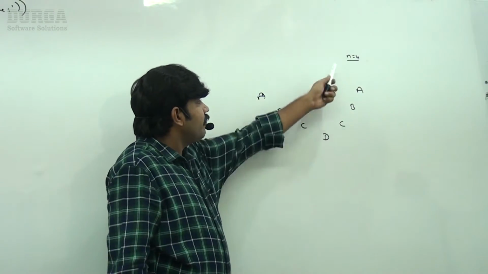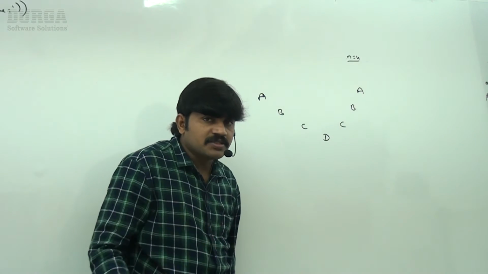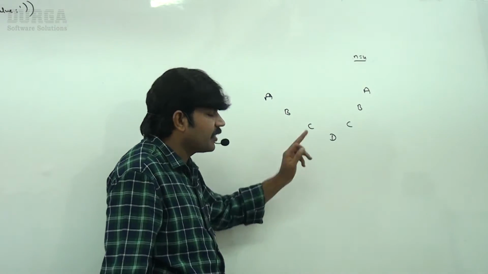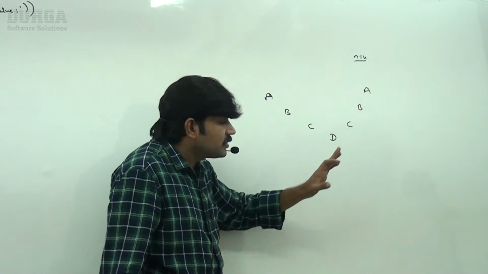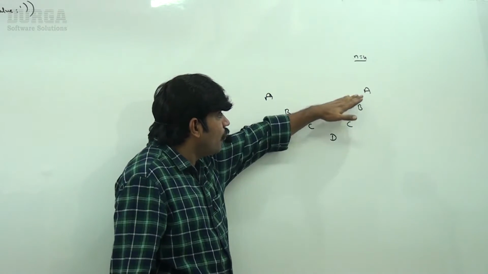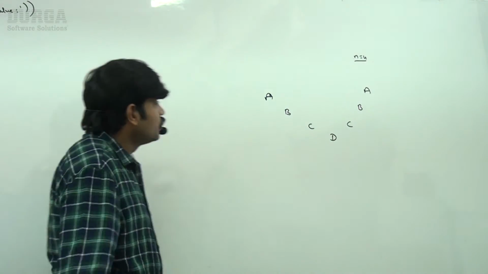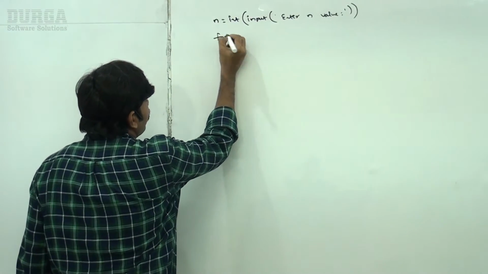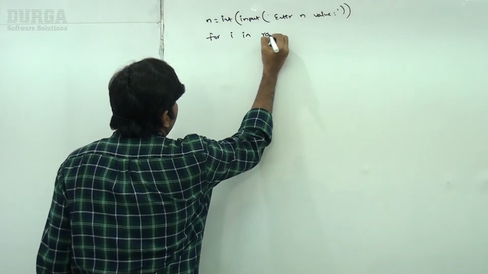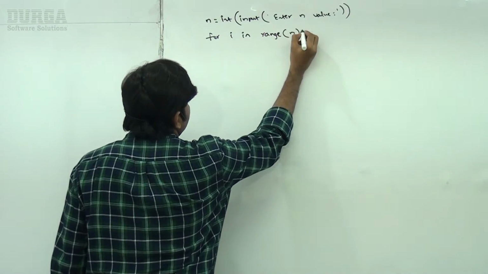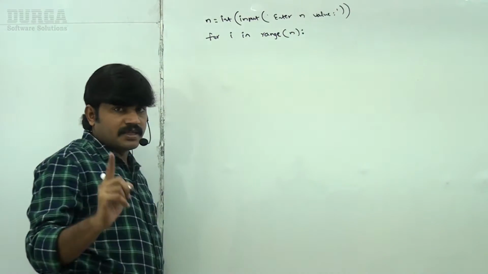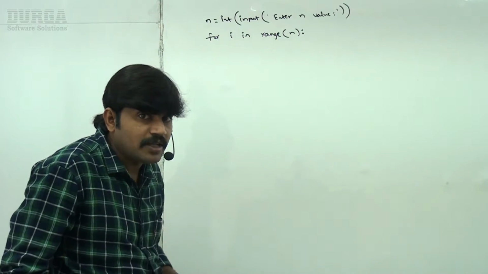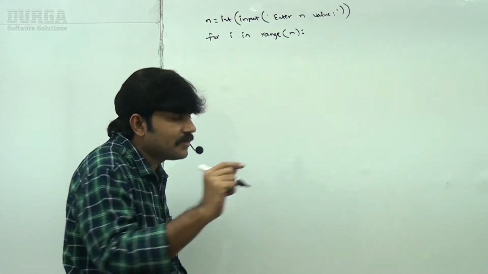So if n is equal to 4, can you please tell how many rows are available? If n is equal to 4, there are total 4 rows available, correct, right? So let me take up to this. For i in range of n. If n is 4, can you please tell possible values for i? 0, 1, 2, 3, correct, right?